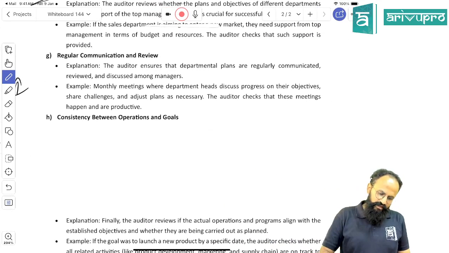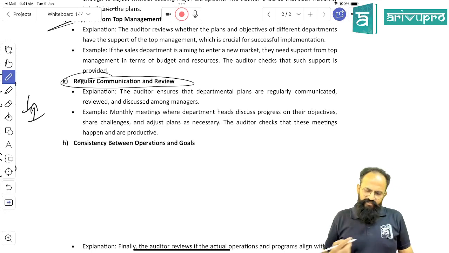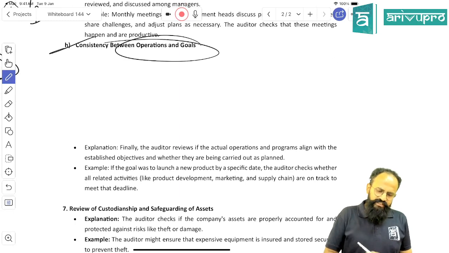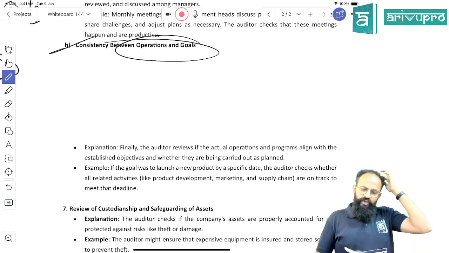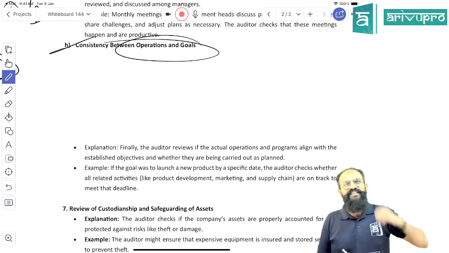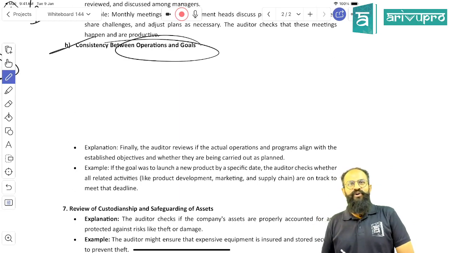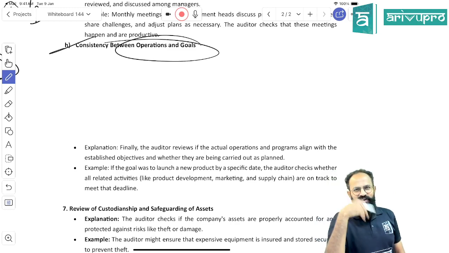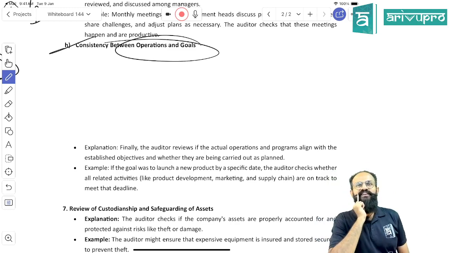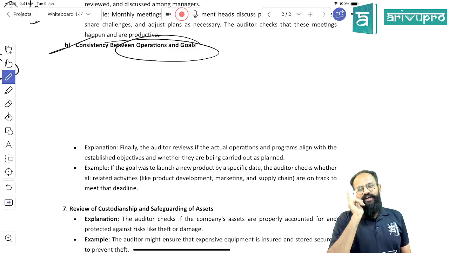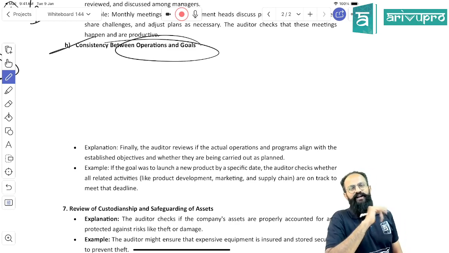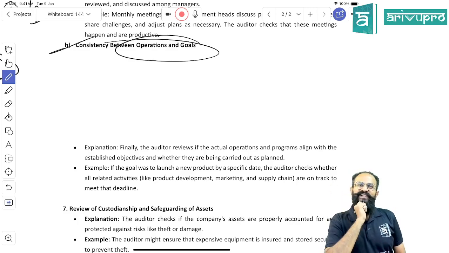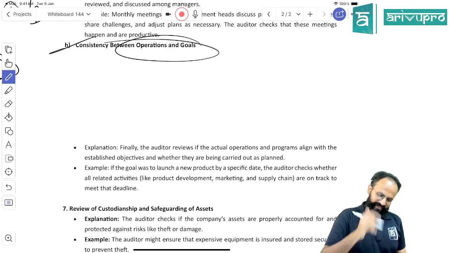That's what they are telling you. Clear? Regular communication and review. Keep the channels open, do not close them. Consistency between operations and goals. What do you mean by that? My goal is there, but my operation, I don't know where it is. So it should be realistic. You guys will say, sir, I should pass this attempt no matter what. But what is the operation? What is the process? Every day I do not study, sir. I watch Instagram, I watch YouTube, I want to do everything, but still I want to pass. There is no operation, then how will there be a goal? That's what they're telling you.